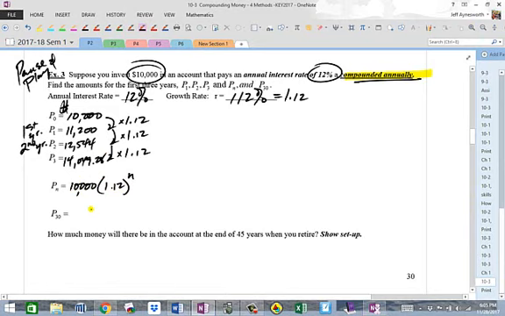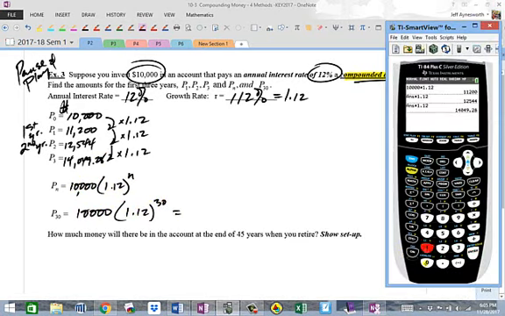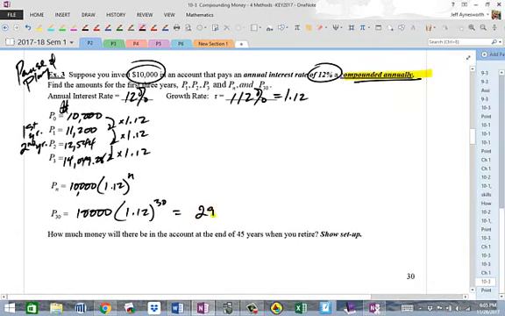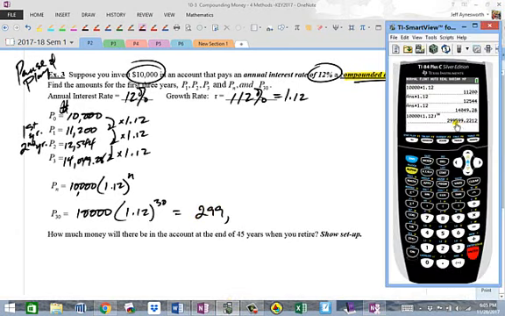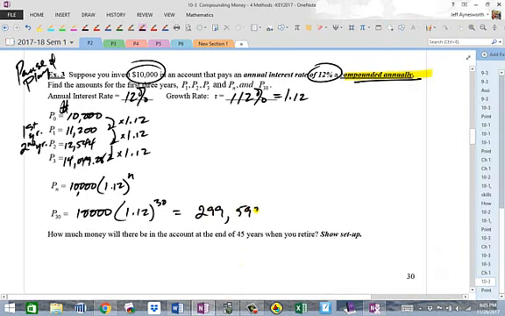So after 30 years, we should be able to take 10,000 times 1.12 raised to the 30th power. So 10,000, make sure there are 4 zeros there, times 1.12, raised to the 30th power, and we get a lot of money here. We get $299,599.22. Okay, this is after 30 years.